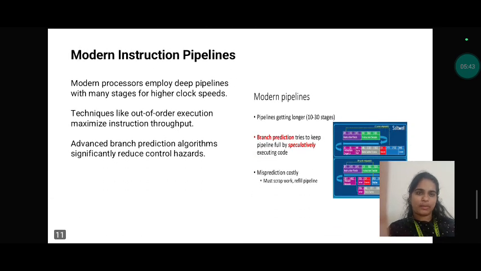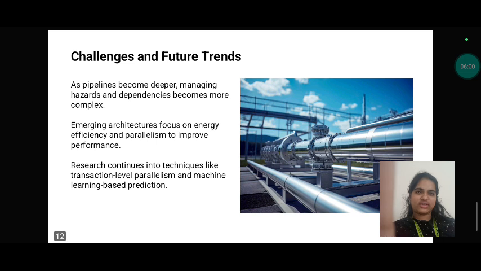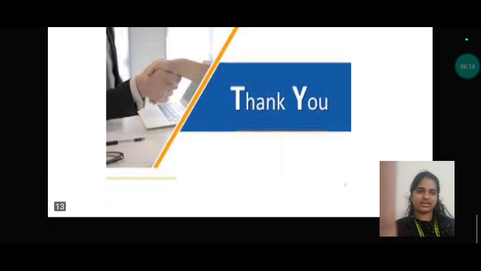The modern instruction pipelines employ a deep pipeline with many stages for higher clock speeds. Techniques include out-of-order execution to maximize instruction throughput. The advantages include branch prediction algorithms that reduce control hazards. These are the challenges and future trends. As pipelines become deeper, managing hazards and dependencies becomes more complex. Emerging architectures focus on energy-efficient parallelism and performance.